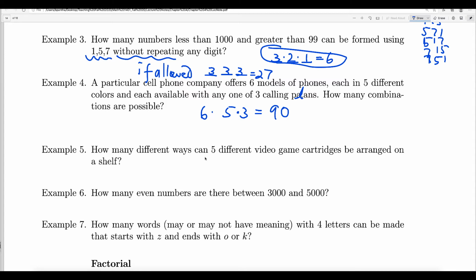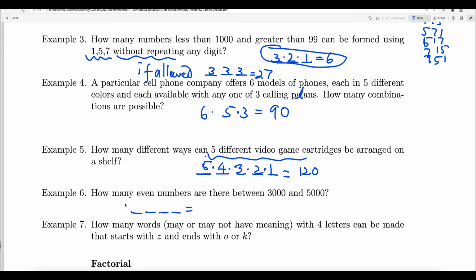Example number 5. How many different ways can 5 different video game cartridges be arranged in a shelf? So there is a shelf with 5 places, and you have 5 video game cartridges. So how many ways? The first shelf can be filled in any of those 5 ways. For the second shelf, there are just 4 ways, because once you pick the first one, there are just 4 left, right? And then after you pick the second one, there are 3 left, and then 2 left, and then 1 left. So you multiply. You use the fundamental principle of counting to find the total number of ways. That will be 5 times 4 is 20, times 3 is 60, times 2 is 120. That's the total number of ways.